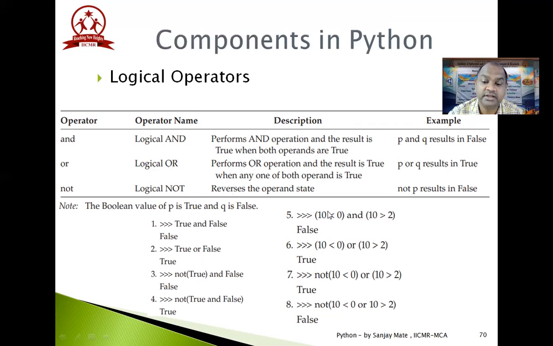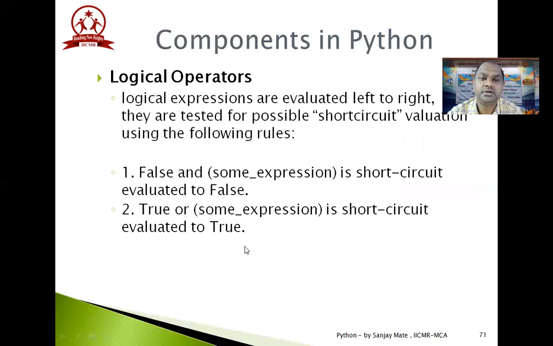Here we have taken an example: 10 is less than 0 and 10 is greater than 2. Both conditions should be true, so in that case I go for the and. If I want that when either of these two conditions is true, I execute some statements, then I go for or. With not, whatever answer you get is negated, that is complemented. So these are the logical operators.